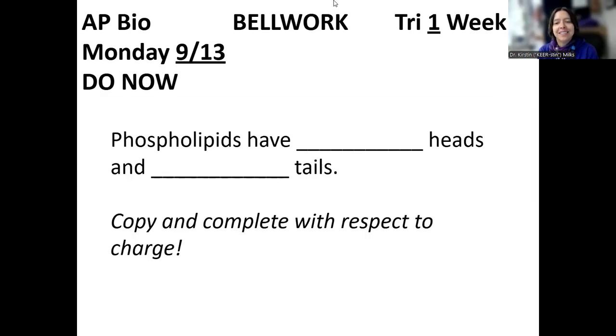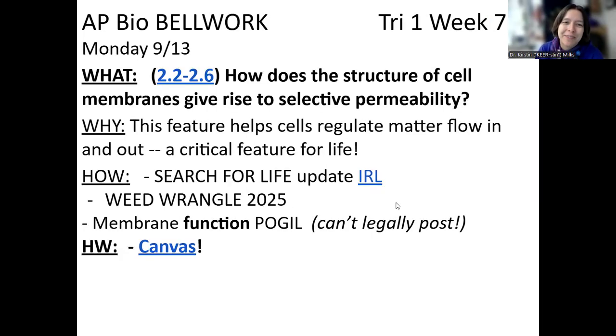What kinds of heads and tails? I'm thinking about charge, and I will tell you there are several different sets of words you could use. And if you want to make a note of those several different sets of words, that would be great also.